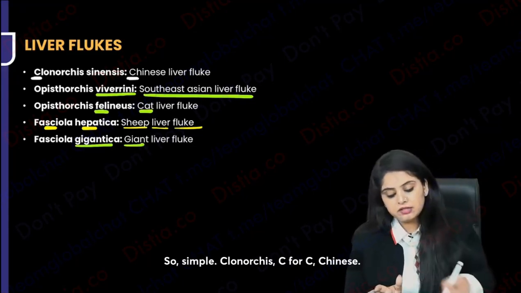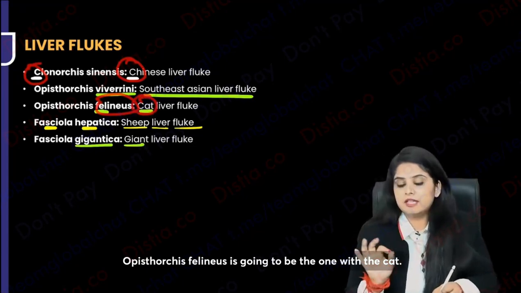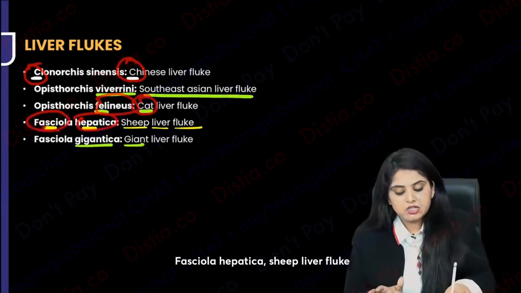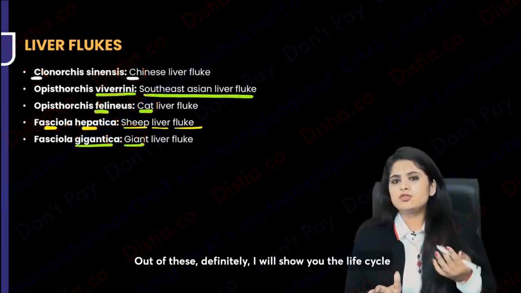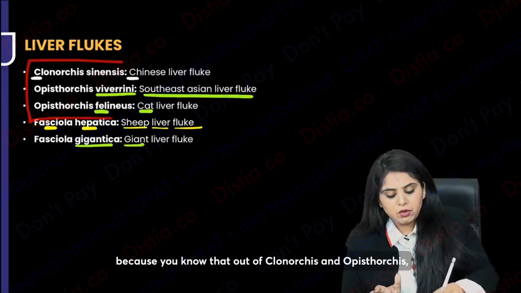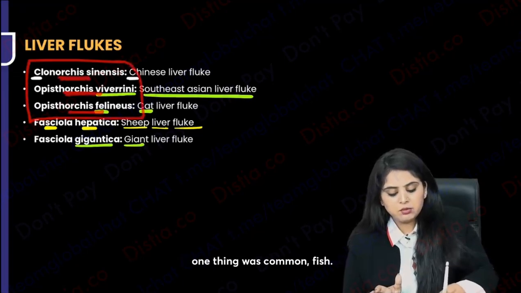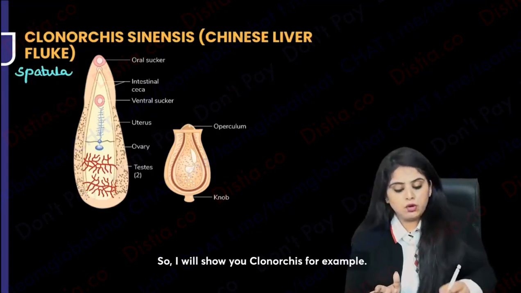So simple na, Clonorchis, C for C, Chinese. Opisthorchis felineus is going to be the one with the cat. Fasciola hepatica, sheep liver fluke, and gigantica, giant liver fluke. Out of these, definitely, I'll show you the life cycle of any one of the three, because you know that out of Clonorchis and Opisthorchis, one thing was common, fish. Clonorfish, Opisthofish. So I will show you Clonorchis, for example.